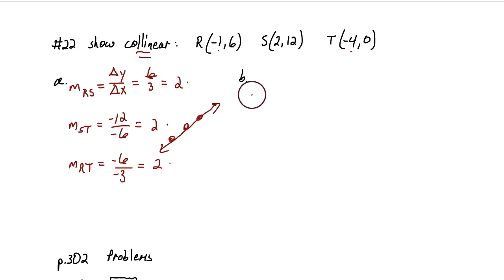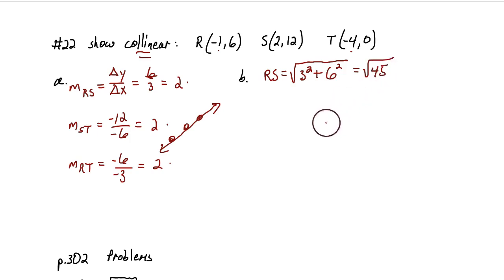Now question B, let's do the problem again, but use distances. So first let's find the distance from R to S, using the distance formula. The change in x was 3 units. We had already figured that out over here when we were doing slope. We found the change in x. We had already done x2 minus x1, and we got an answer of 3. Now the change in y, we had already done that over here. We got an answer of 6. So this makes the square root of 9 plus 36, which is the square root of 45.